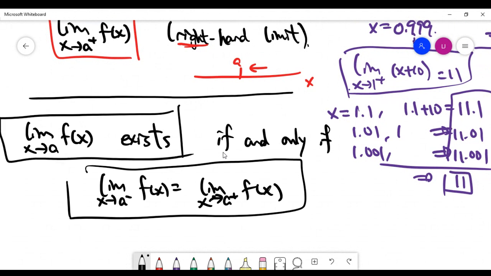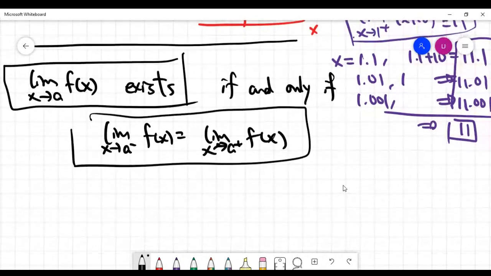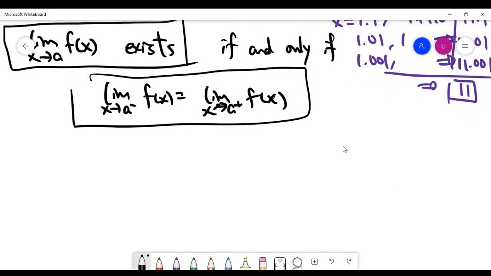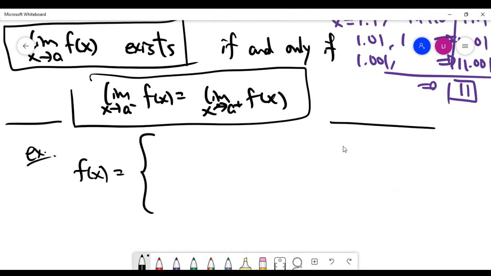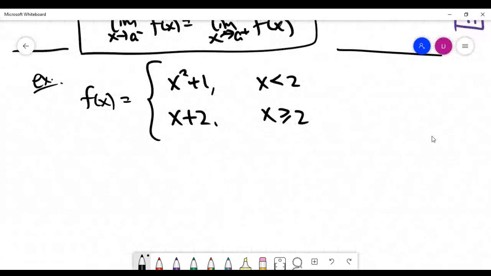Now let's look at an example where the limit when x goes to a may not exist, when the left-hand limit and the right-hand limit don't coincide. Let's look at f of x such that this function equals x squared plus 1 for x less than 2, and for x at least 2, it's let's say x plus 2, doesn't matter, I just randomly put it like this. I hope you understand this function well.